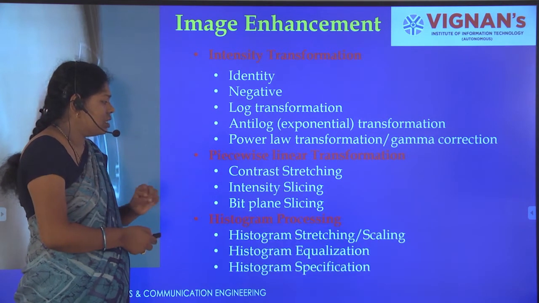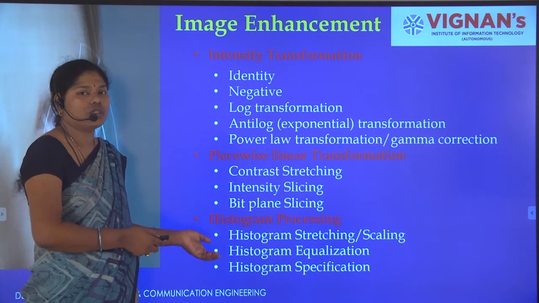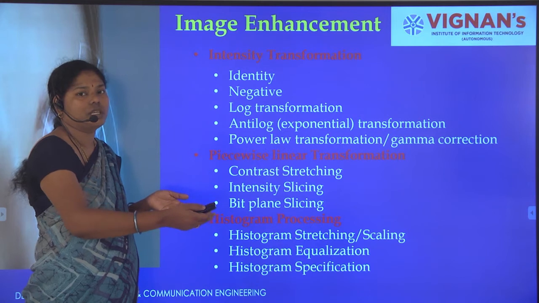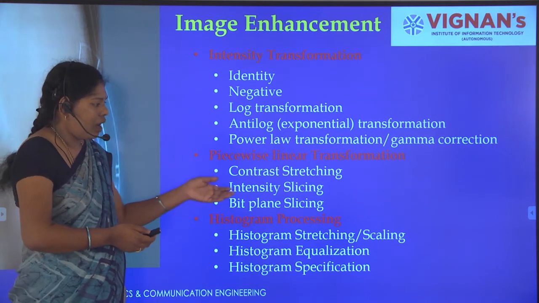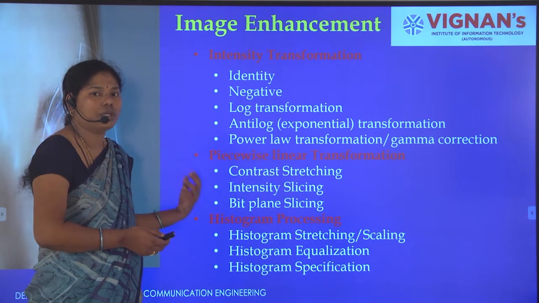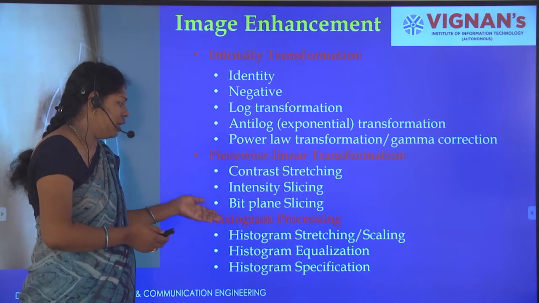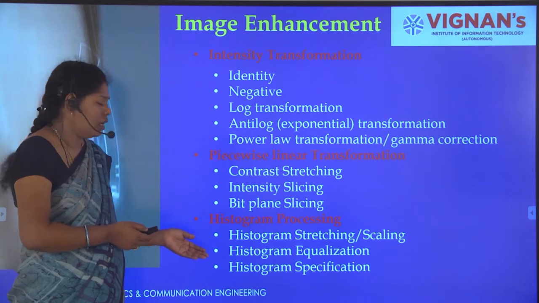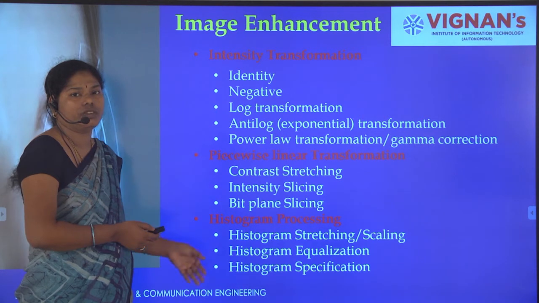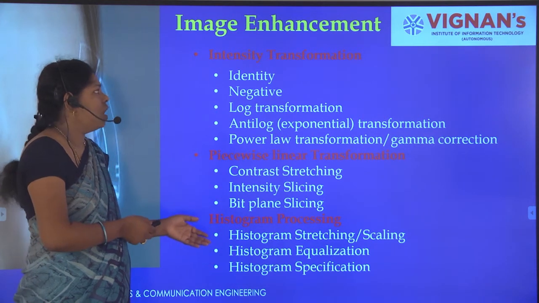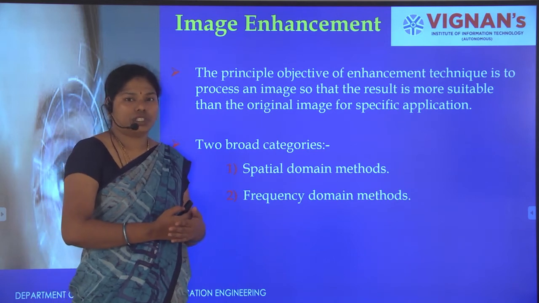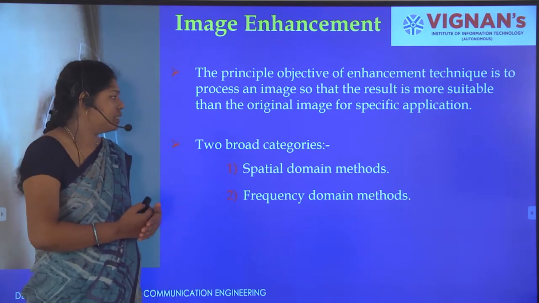The next method is histogram processing. In histogram processing, we are considering the entire range of pixels, that is T of R, we are considering the complete x-axis, that is all the pixel ranges in the image. In that we have histogram stretching, histogram equalization, and histogram specification. All these methods we covered in the last lecture. Now here we are performing image enhancement in spatial domain. Spatial domain is nothing but time domain.